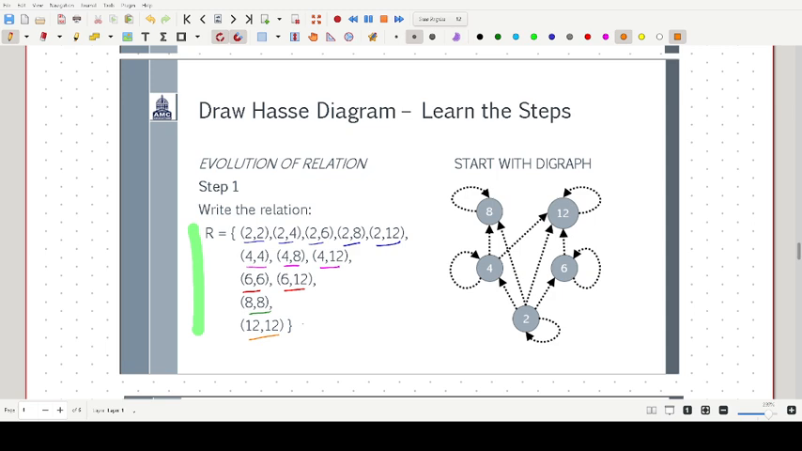So these are all the elements of our relation. So we start with the digraph. What does a digraph mean? A digraph means that if a comma b is an element of the relation, then we will draw an arrow from a to b. So by that rule, the digraph is as shown. I have given dotted edges over here because we will remove some of these edges from this graph.